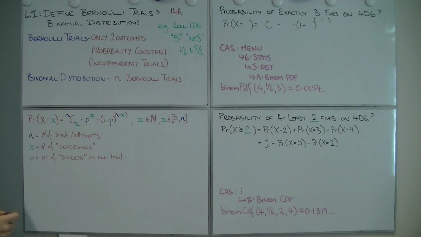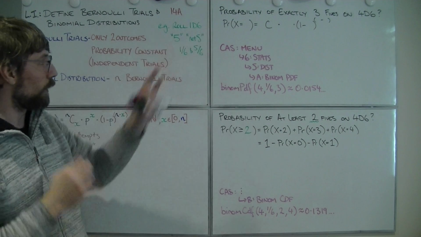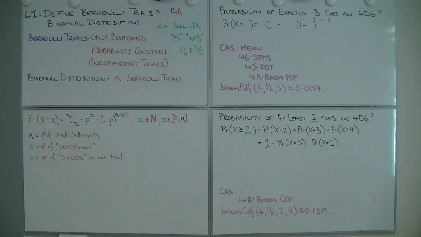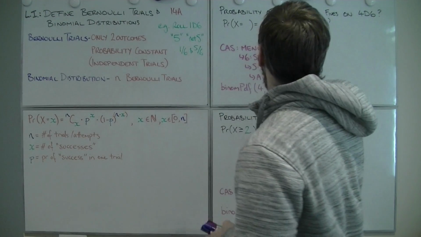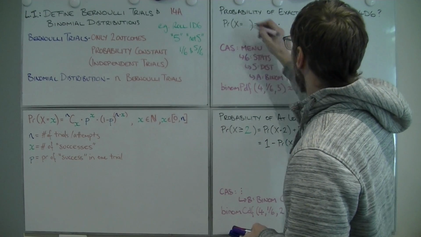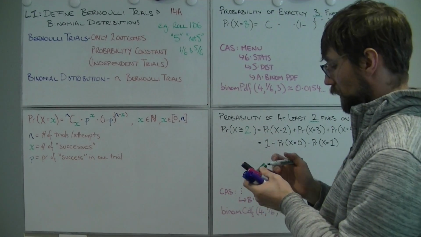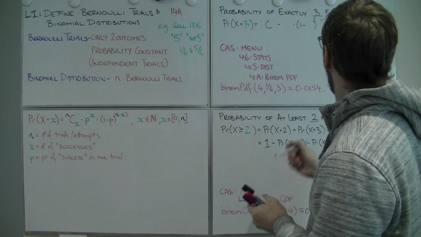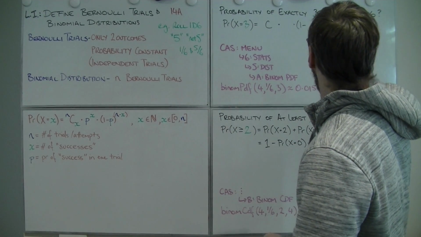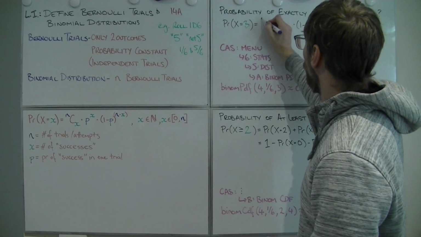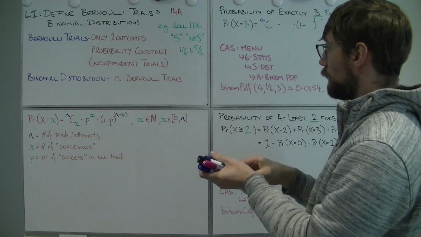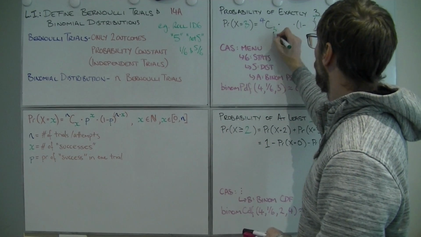Okay, fine. Well, let's go back to our scenario. Probability of exactly 3 5s on 4d6. Okay, so what do I want to have happen? I want exactly 3 successes. Okay, great. How many trials do I have? I have 4 trials, so I've got 4, and I need 3 successes.